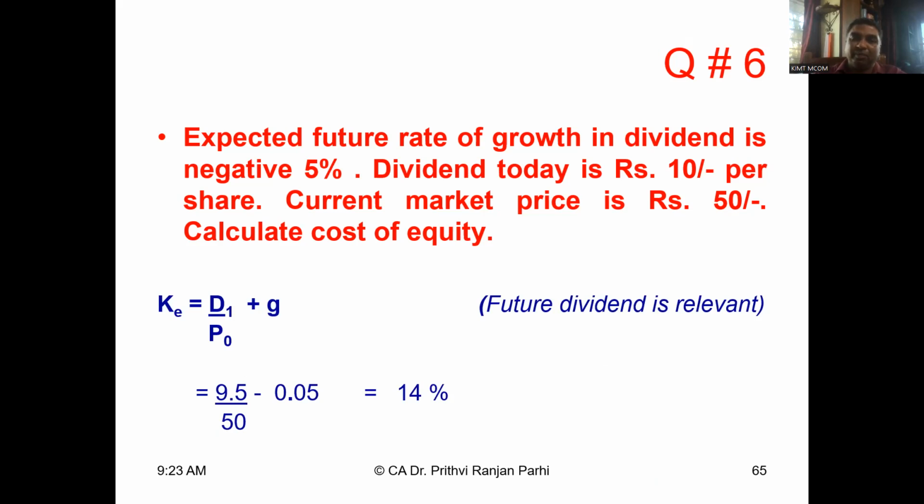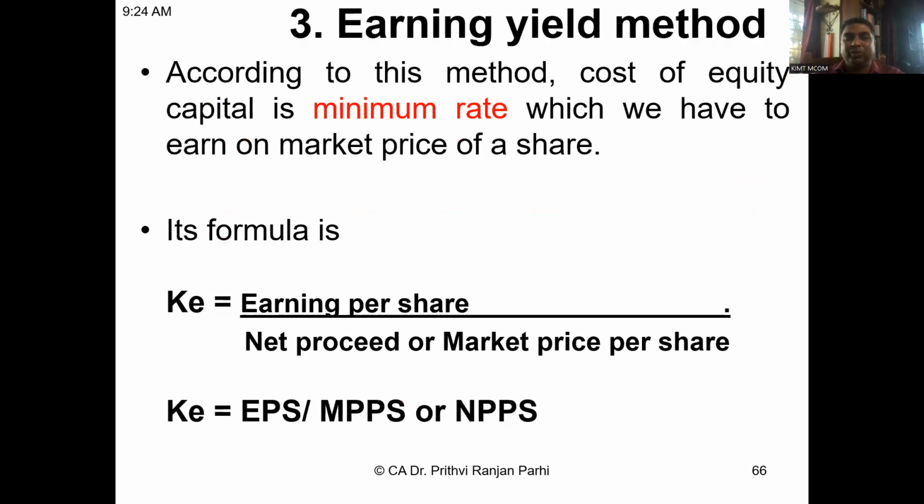And you know the formula is D1 by P0 plus g. Plus g means your growth is negative. That means plus minus 5%. That becomes minus 0.05. So 14% is the answer. After this, we had done it.